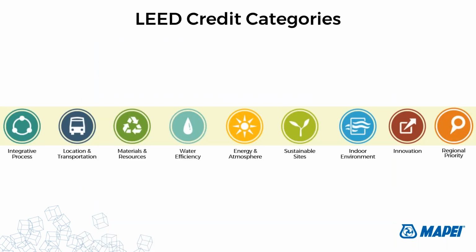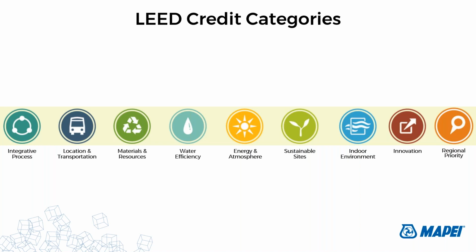There are 110 points distributed across 8 credit categories, and these are the 8 credit categories here. These categories are made up of prerequisites, which are mandatory, and credits, which are optional, but credits give you points. Each rating system is made up of a combination of credit categories.